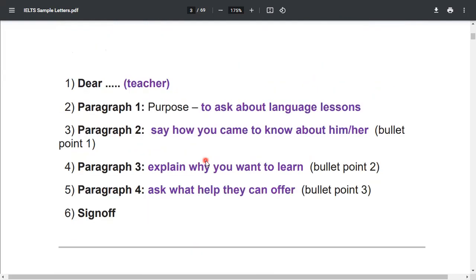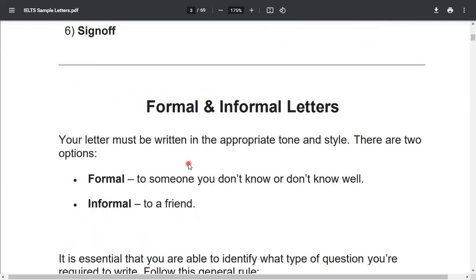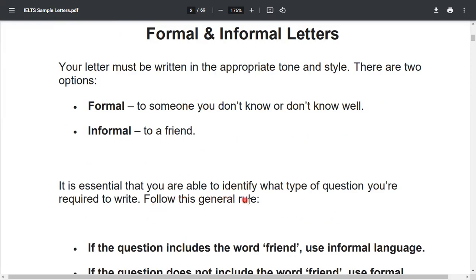Before thinking about the answers for paragraphs 2, 3, and 4, we need to identify the type of letter, if it's a formal letter or an informal letter. Your letter must be written in the appropriate tone and style. There are 2 options: formal to someone you don't know or don't know well, informal to a friend. It's essential that you are able to identify what type of question you are required to write.